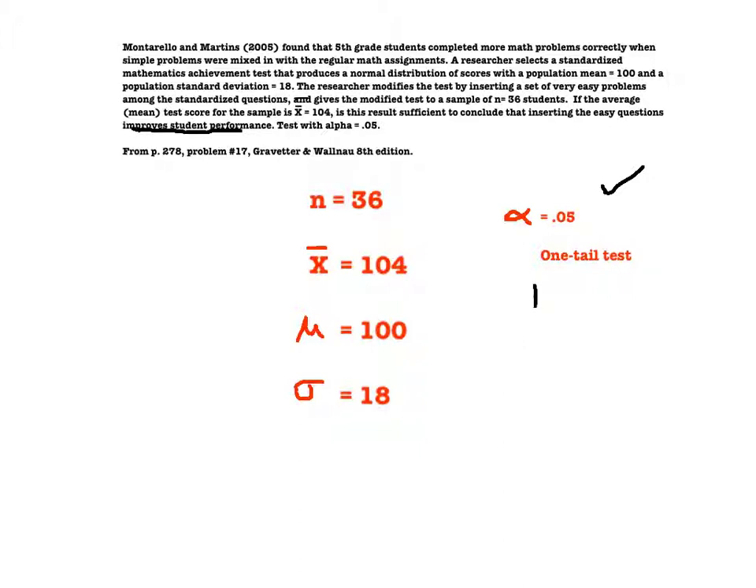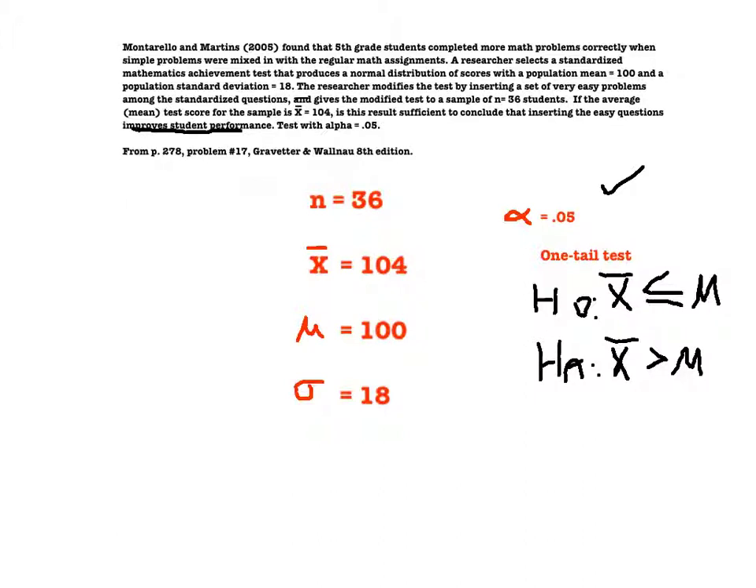In that case, our null and alternative hypotheses will be as follows. If the question asks if inserting these easy problems improves student performance on the test, then we would expect the mean of the group to be greater than the mean of the population on that test. The null hypothesis has to be the opposite inequality plus the possibility that the mean of the group and the mean of the population are equal. So that lays out the hypotheses for a one-tailed test.